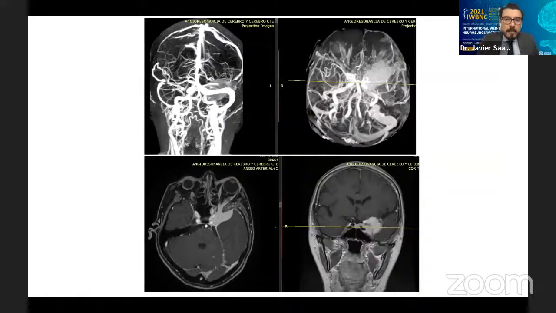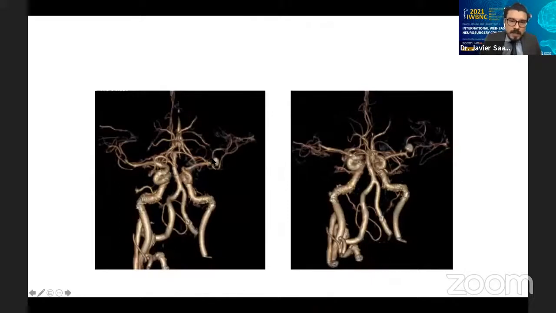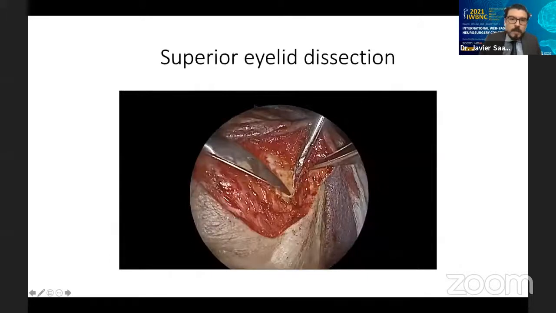So let's see this case. This is a female patient, 47 years. She had a history of 2 months of amaurosis and hypoesthesia, and she comes with this lesion. You can see a very hyperostotic bone, and this lesion just lateral to the cavernous sinus, very well vascularized. There was this image we thought was an aneurysm, but it turns out to be just a calcification. So let's see what we have done.